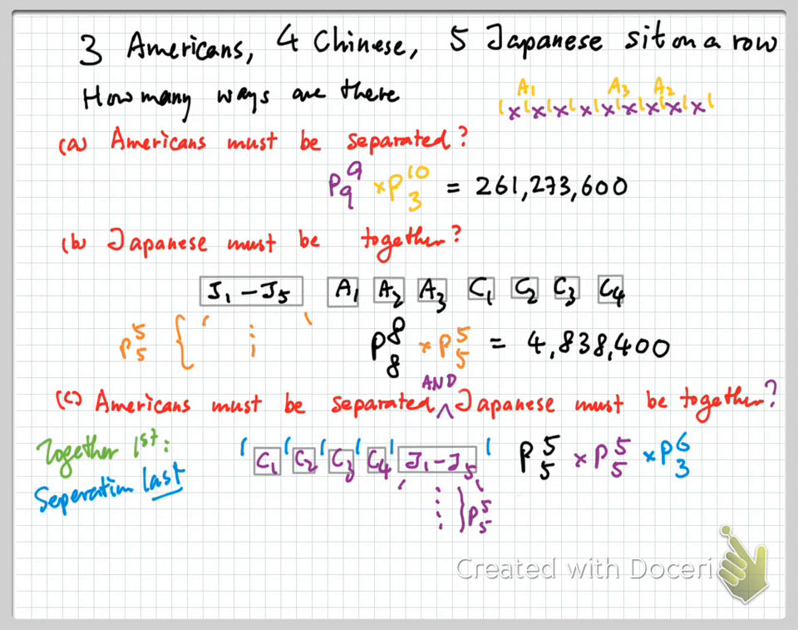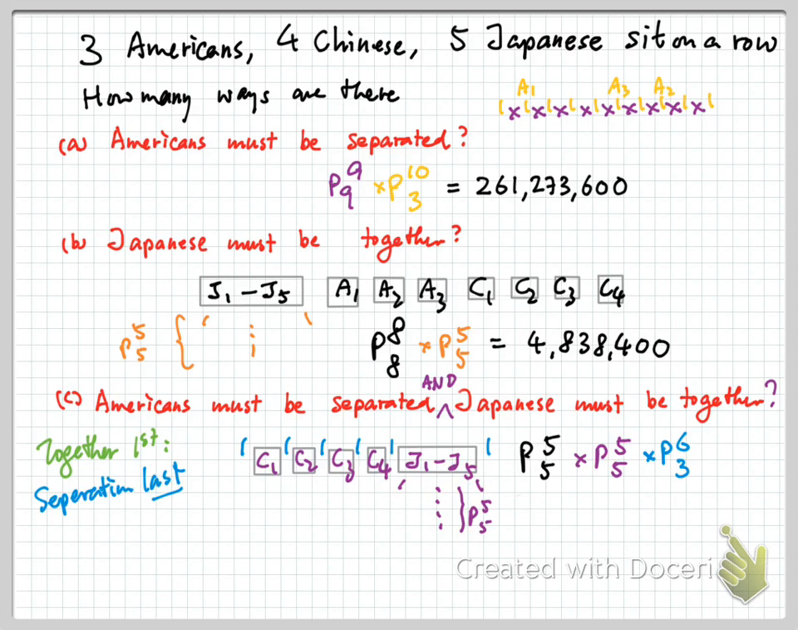Alright, we consider the togetherness first and then never mind the Americans, set aside the Americans, put the Chinese and the Japanese first, but the Japanese must be together, so we put them in the box. So that is 5p5, and then we open the Japanese box, another 5p5. Now between them we have 6 blue tickets. We give these blue tickets to the 3 Americans. To do that, we can do it in 6p3 ways.